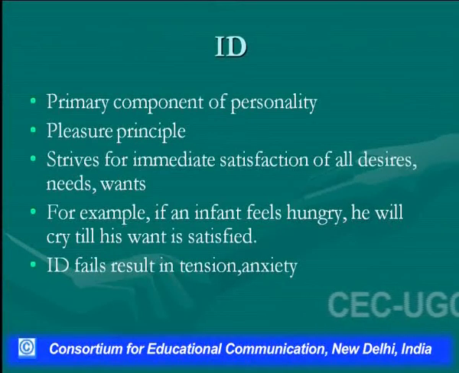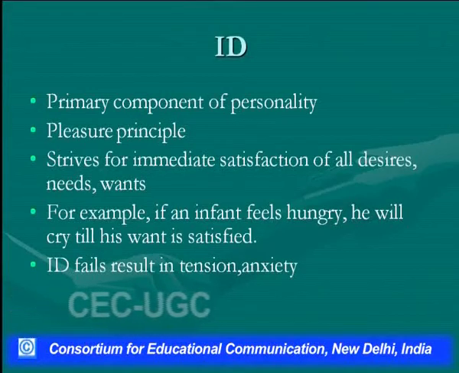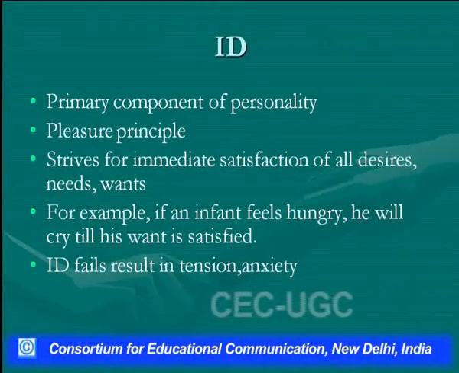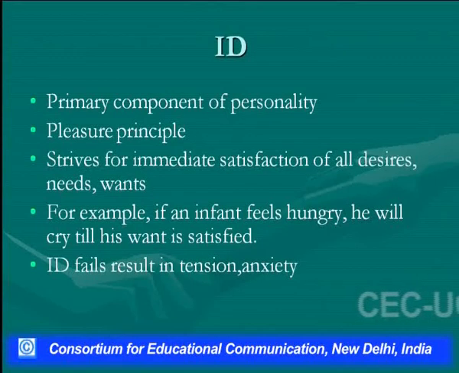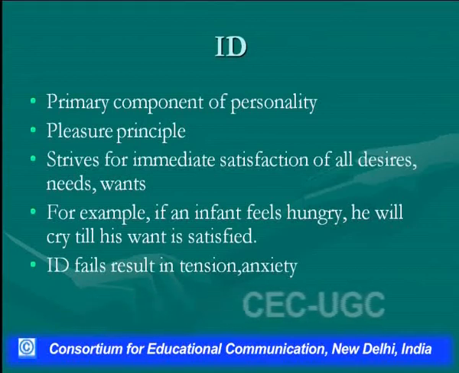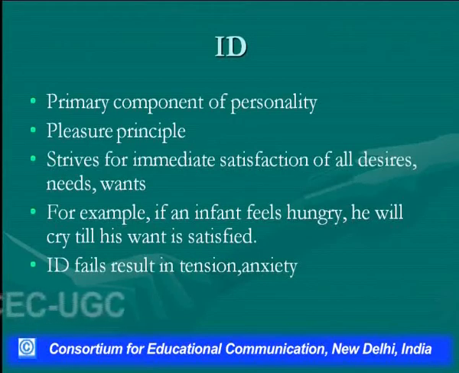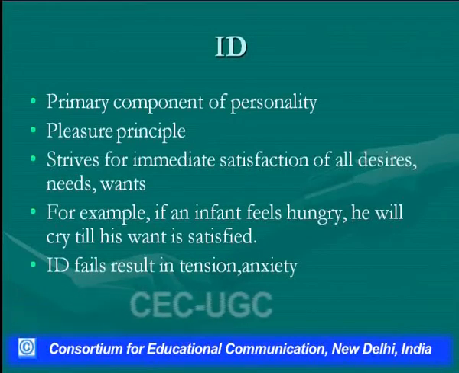So first is the ID. What is an ID? The primary component of a personality. The next is your pleasure principle. It strives for immediate satisfaction of all desires, needs and wants. Then we have an example that if an infant feels hungry, he will cry till his wants are satisfied. If the ID fails, the result is tension and anxiety. So here we have taken the example of an infant or a child.